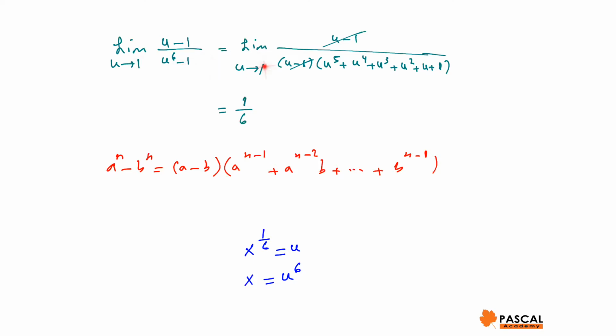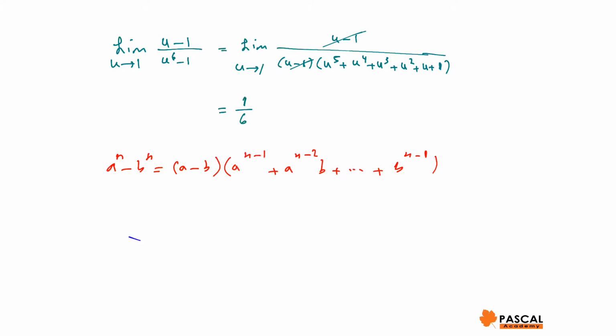u^6 minus 1 is (u minus 1) times (u^5 plus u^4 plus u^3 plus u^2 plus u plus 1). Therefore, the limit can be written as limit of 1 over (u^5 plus u^4 plus u^3 plus u^2 plus u plus 1) as u approaches 1, which is 1 over 6. To break down the denominator, we used this identity: a^n minus b^n equals (a minus b) times (a^(n minus 1) plus a^(n minus 2) b plus similar terms till we get to b to the power of n minus 1).